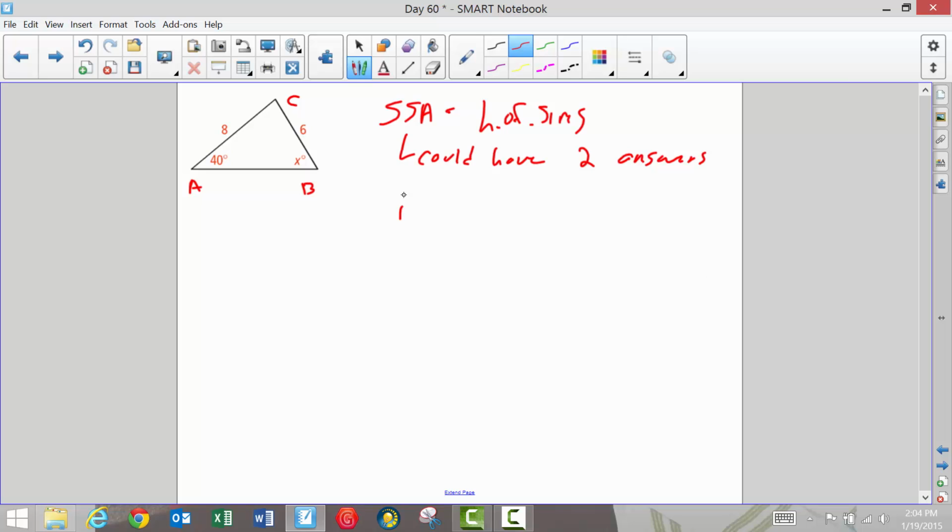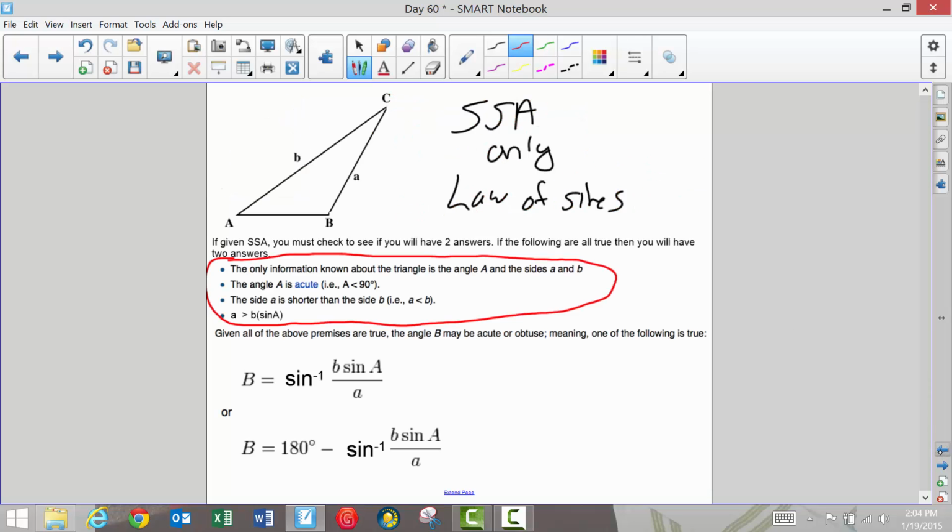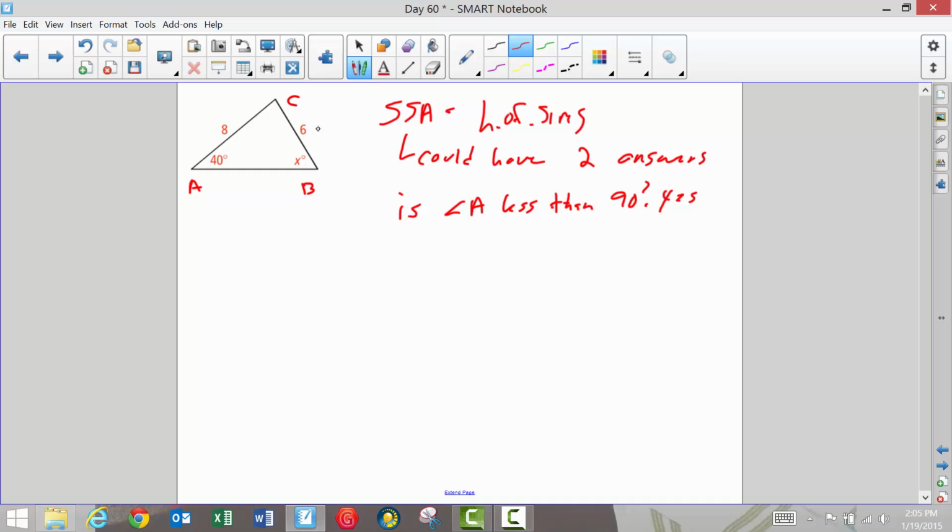Is angle A less than 90 degrees? It is. Then I have to say, is side a shorter than side b? So here is side a, here's side b. I need to know, is 6 less than 8? And that's true. Yes.